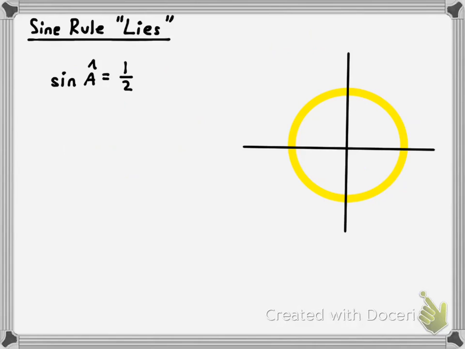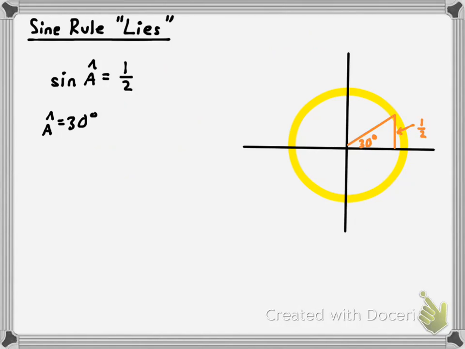Well, you ought to know, based on what we've done earlier in the chapter, that there are two different angles between 0 and 360 degrees whose sine is equal to 1/2. Angle A could be 30 degrees. And I'm just illustrating that in the unit circle over here that I've drawn, because for the sine of 30 degrees, the y-coordinate is 1/2, isn't it?